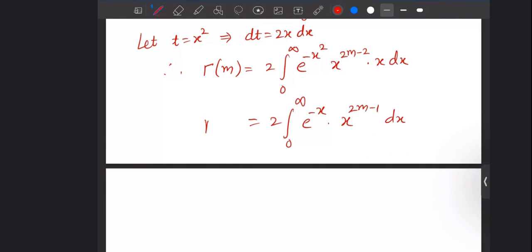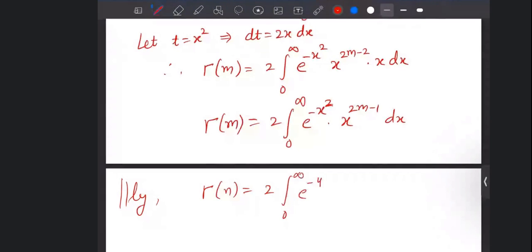This is gamma of m in terms of x. As we know, in a definite integral the variable doesn't matter. So one can similarly write gamma of n is equal to twice the integration from 0 to infinity of e raised to the power minus y square into y raised to the power 2n minus 1 dy.